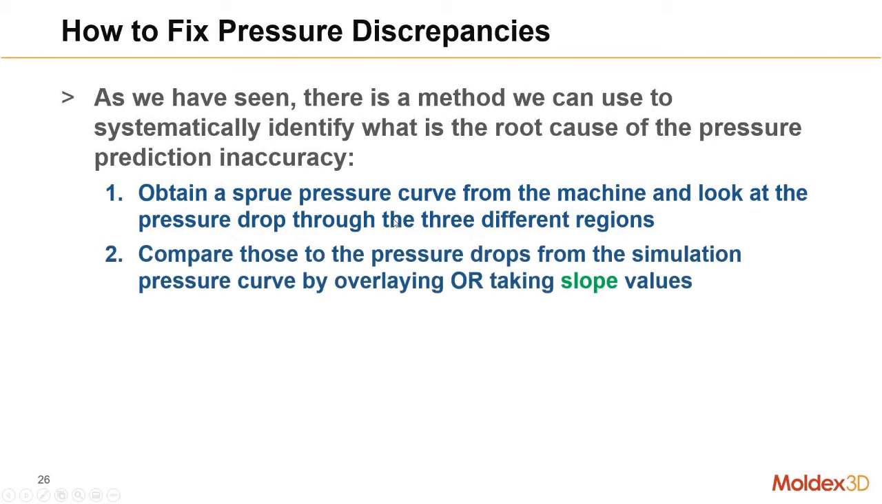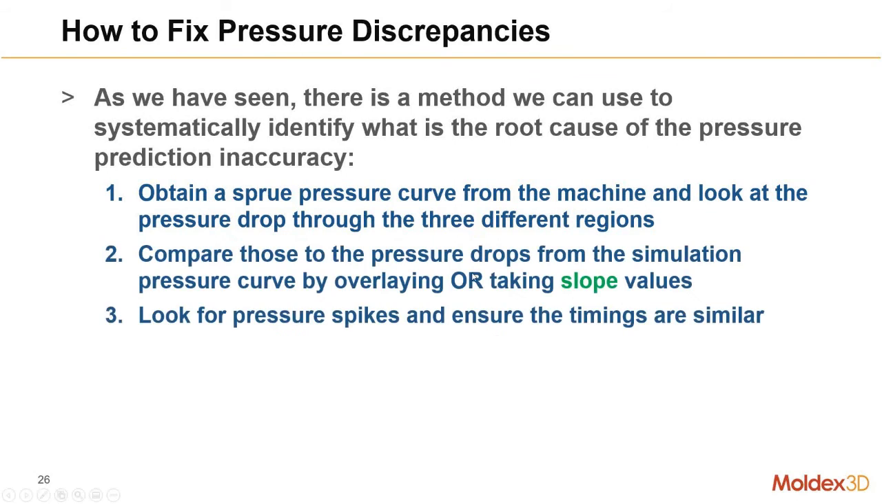Then we want to compare those pressure curve regions to what happens in the machine. So we want to overlay the sprue pressure curve from the simulation onto what's actually happening in reality. We want to get the slopes out of the simulation, but also the slopes out of what's happening on the machine itself. We want to look for spikes to ensure the timings are similar.